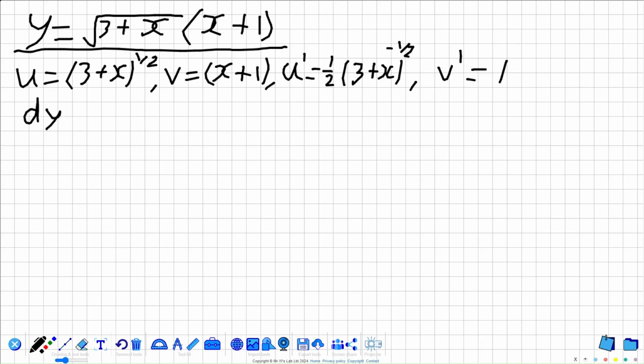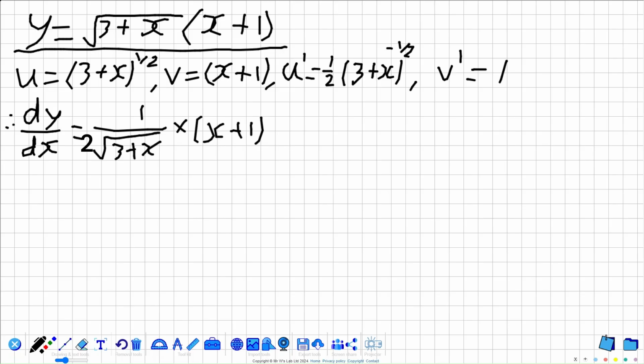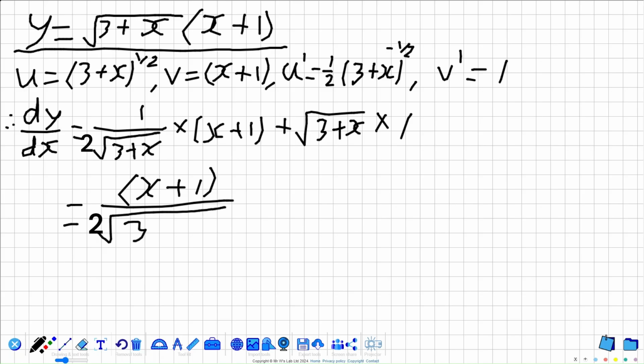So now I can say therefore dy over dx equals u dash, so we can say 1 over root, so this is what this equals, 3 plus x, multiplied by v, so x plus 1, plus, now we've got u normal, so root 3 plus x, and then v dash, so times by 1, which really simply evaluates to x plus 1, well actually not evaluates, simplifies technically, over 2 root 3 plus x, plus, and simply 3 root 3 plus x.